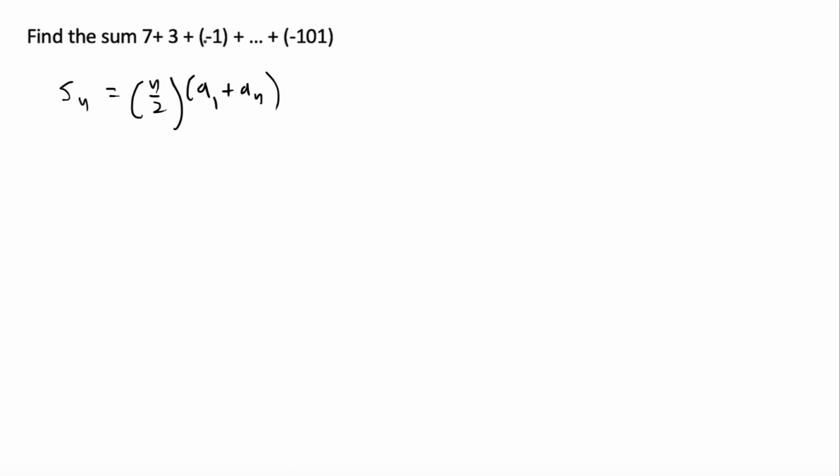Okay, but here you notice we actually don't know how many terms there are in this sequence. So that's what we're going to have to figure out first. To do so, we're going to use this formula: a sub n equals a sub 1 plus n minus 1 times d. Remember, this is the last term in our sequence, so that's going to be a sub n. And by substituting in the value of the first term and the value of d, we're going to solve for n here.